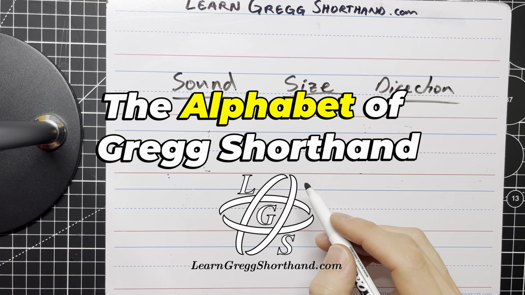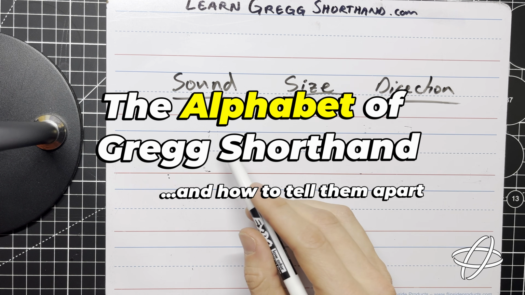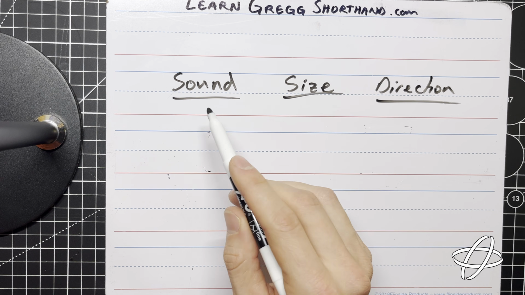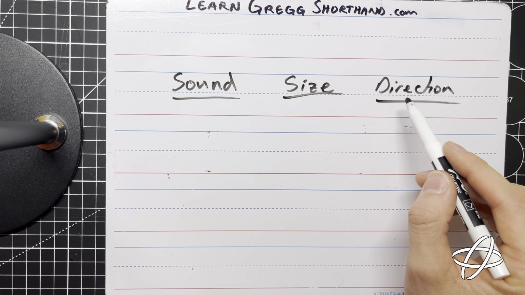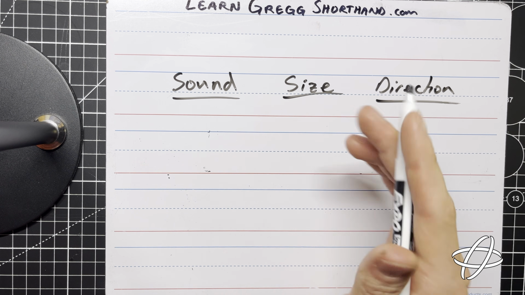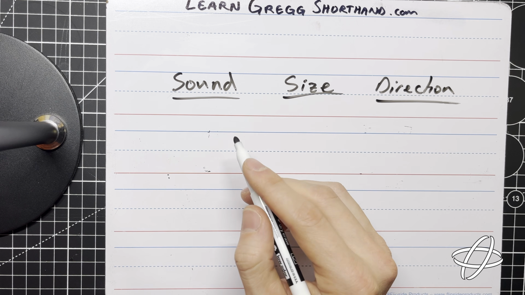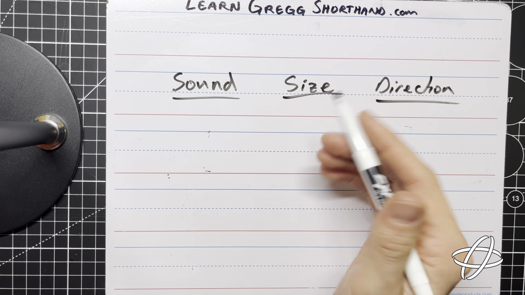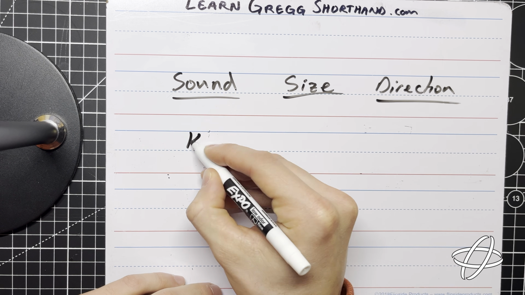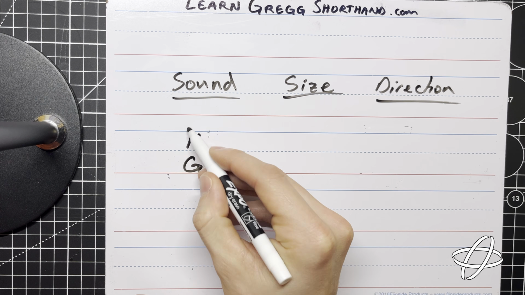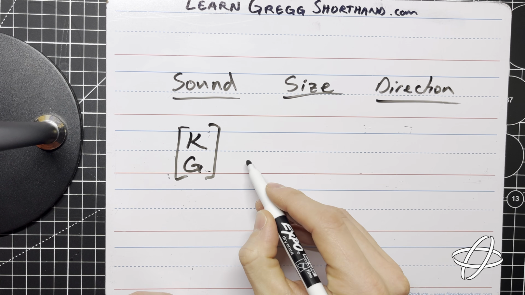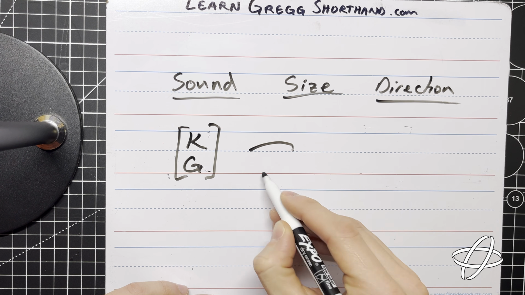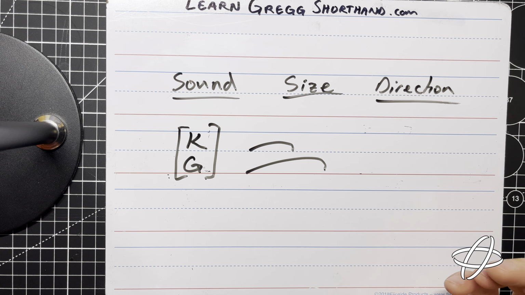So a guiding principle in shorthand is that each stroke is differentiated by its sound, its size, and its direction. So again, don't worry about memorizing this at the moment, but just try and understand the principle. So in shorthand, the K and the G sounds are grouped together into similar strokes. So for instance, the K looks something like that, whereas the G looks like that.